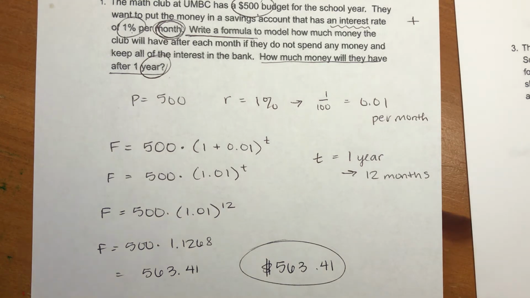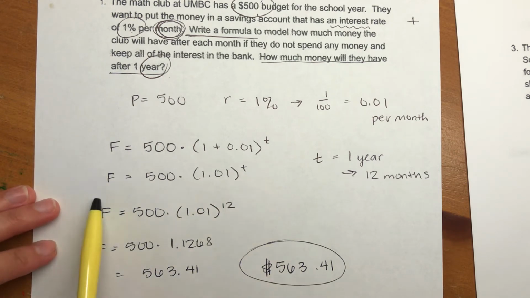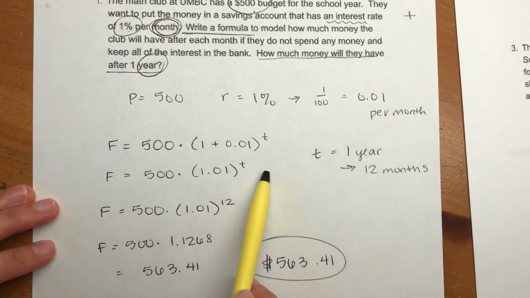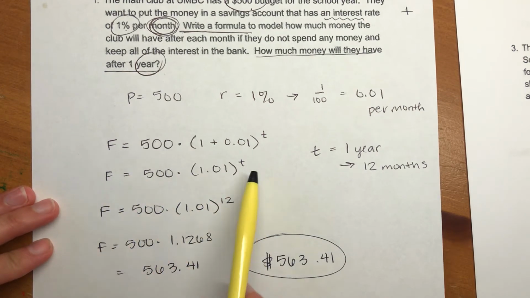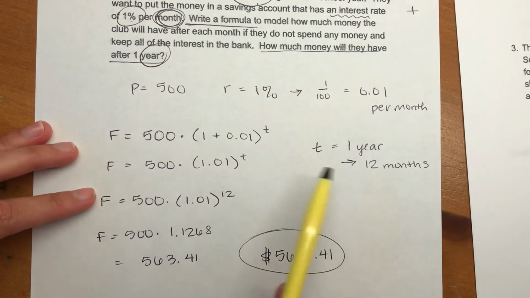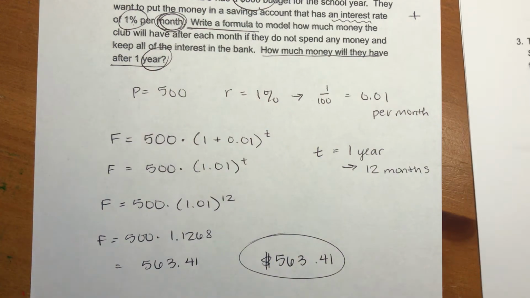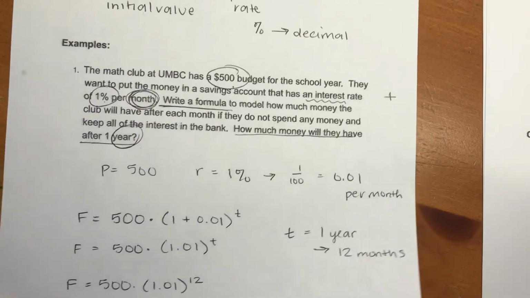$563.41. So all we're doing here that's different from yesterday is actually substituting in a t value. We did this in the video before, so we already know how to make these equations. Now what we're doing is substituting in a t value, making sure that it's the same unit. All right, I've got 2 more examples for you.